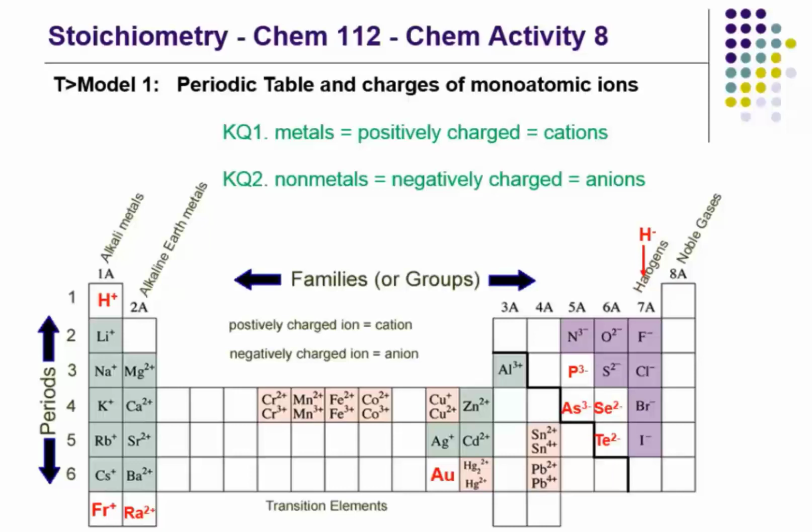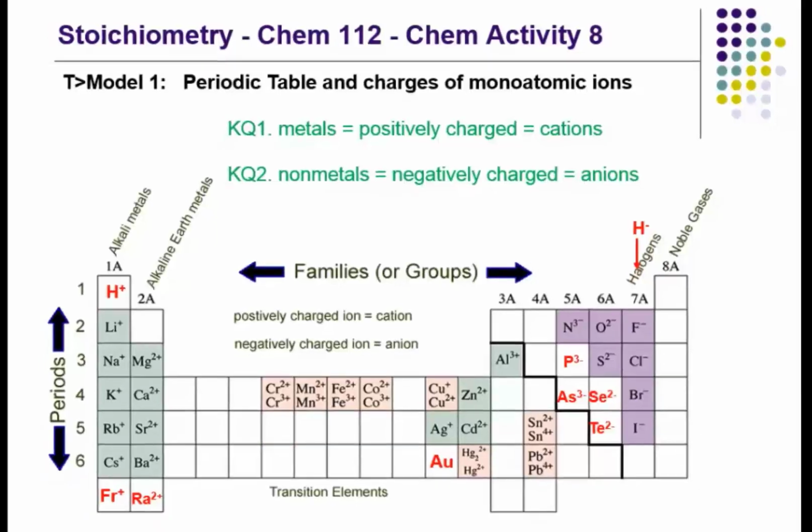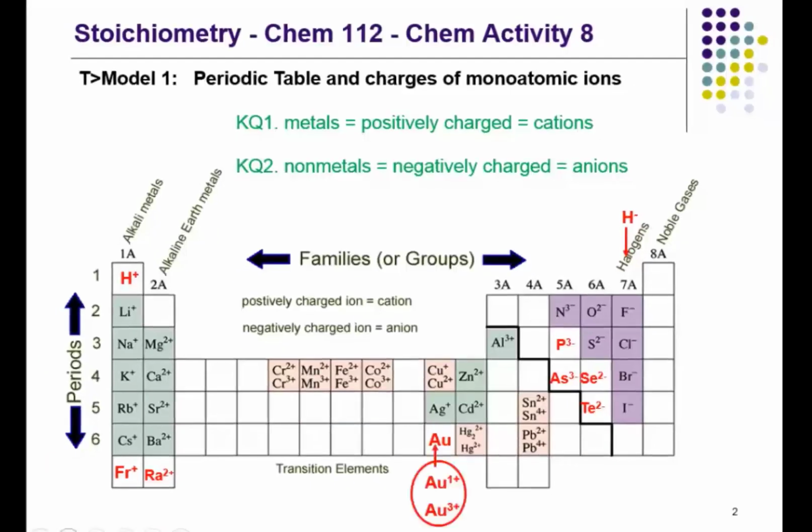This is a key point. We don't know in advance what the charges are for most of the transition elements because they have variable charges. As it turns out, gold cation can be +1 or +3. Additional information has to be provided to you to know what the charge will be. This issue of variable charges applies not only to the transition elements, but to some of the other metals that are found towards the right-hand side of the periodic table.